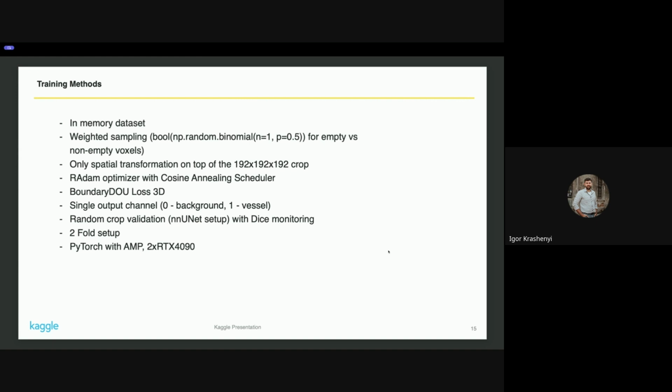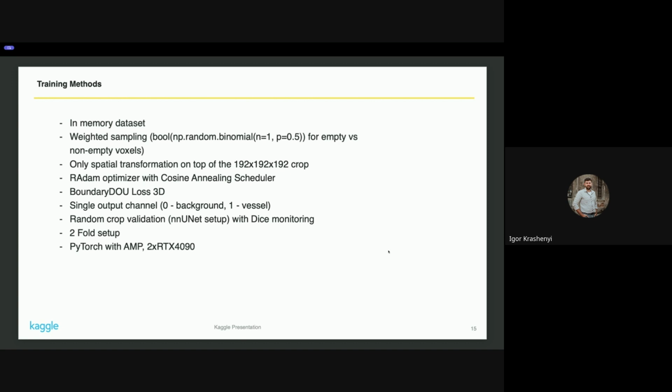For the sampling, I used binomial distribution for empty and non-empty voxels, and only spatial transforms for the 192 by 192 by 192 crop I used. So basically horizontal, vertical flips and random rotations. Zoom performed worse. Intensity didn't boost the score. Probably didn't train enough.